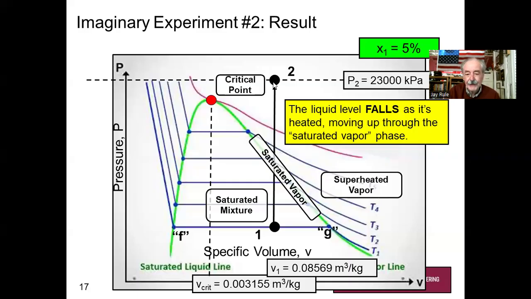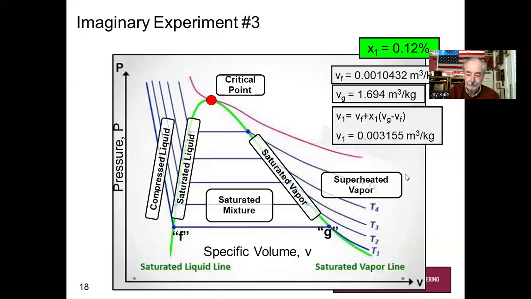Wouldn't you call that state 2 superheated vapor? And you couldn't see it with your eyes. Two different conclusions for two different experiments. Last experiment. Now, I've picked a specific number.